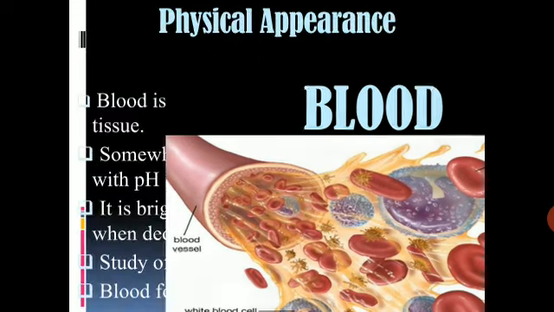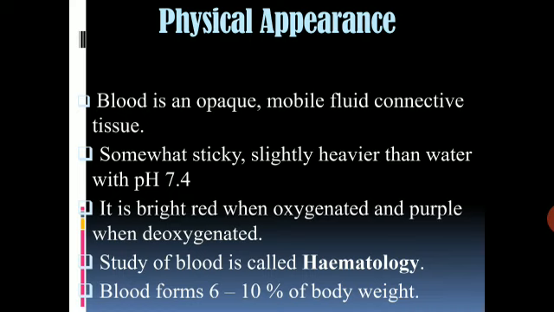And when we talk about blood, what is blood? Blood is an opaque, mobile fluid connective tissue which transports most of the things in our body. So it basically forms our transport system, the blood circulatory system, and it also forms the lymph. A lot of functions are performed by blood that we are going to discuss a little later.